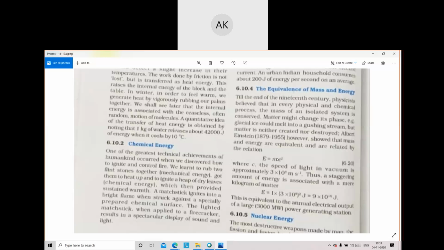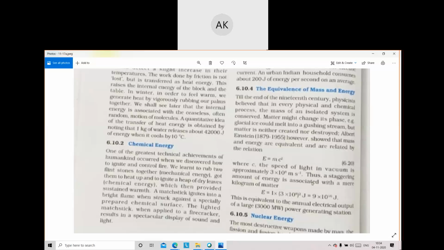The decrease in mass may be very, very small. For example, it will be less than 1 amu. But when it is multiplied with the square of the velocity of light, what is the velocity of light? 3 into 10 raised to 8 meter per second. When we square it, what do we get? 9 into 10 raised to 16. See, that much energy. From 1 amu, we are getting this much energy. Mass is converted.